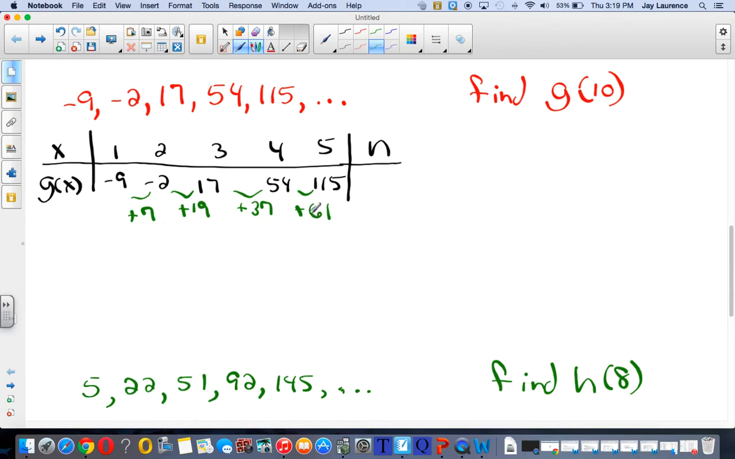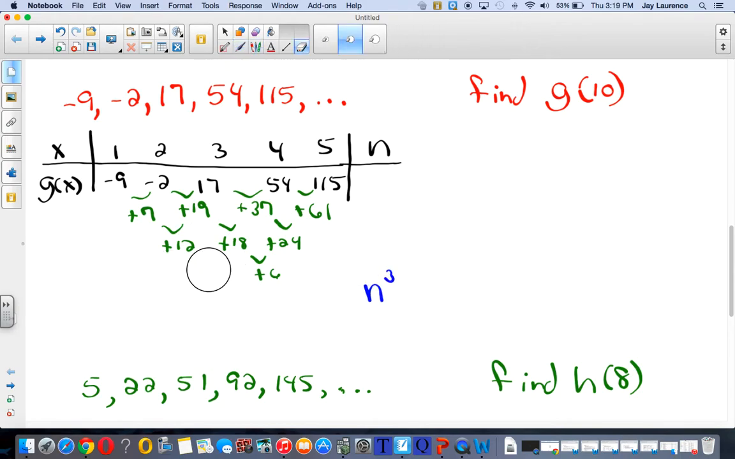All right, no dice. It's not linear because the first differences don't match. Let's go down to the second differences. Plus 12, plus 18, and plus 24. It's not quadratic. If it was quadratic, these would all be the same number. Let's go down to the third level, and I get plus 6. It must be cubic. So therefore, for the nth term, I'm going to have an n cubed.